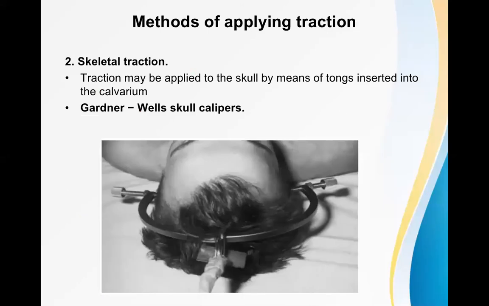Now see here, another way of giving skeletal traction is a Gardner-Wells skull caliper, and this is used if we suspect cervical vertebra fracture. Cervical vertebra fracture is a serious type of injury. We should never ignore it because of the chance of some complication. Now let me ask you this question: what complication can happen if the cervical vertebra is fractured?